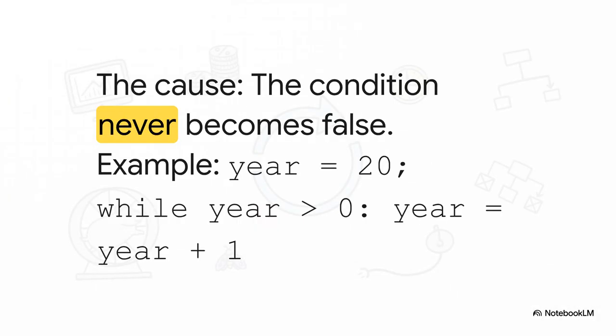And here is a classic example of that. We start with the year at 20. The loop continues as long as year is greater than 0. But look at the update step inside the loop. Year equals year plus 1. We're increasing the year. It's always going to be greater than 0, so the condition will never ever be false. And that's a one-way ticket to an infinite loop.